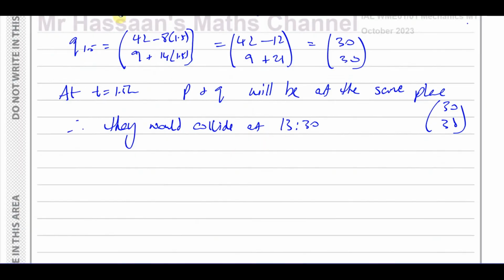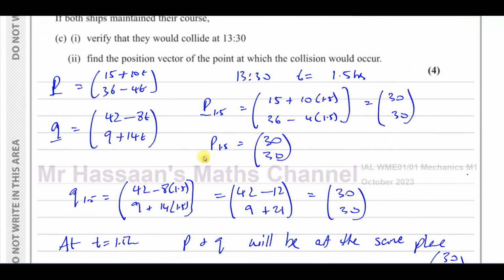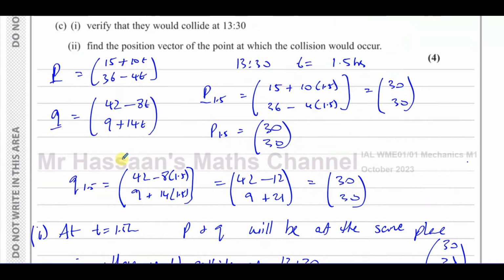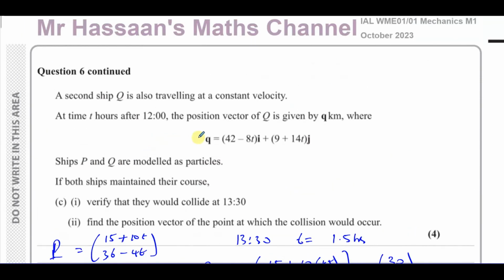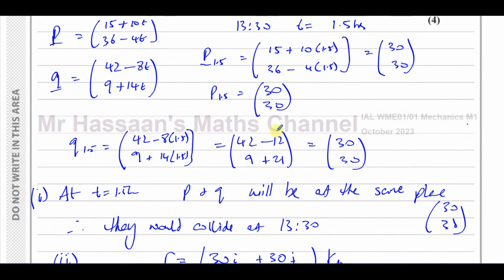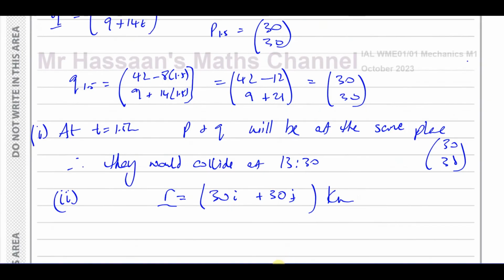So they will collide at 13:30. And the second thing is, what will be the position vector of the point at which they collide? We'll give it in terms of r. So the position vector of the point where they collide is going to be 30i plus 30j kilometers. Part 1, we verified that they collide. Part 2, we gave the position vector of where they collide. And that completes question number 6, part C.